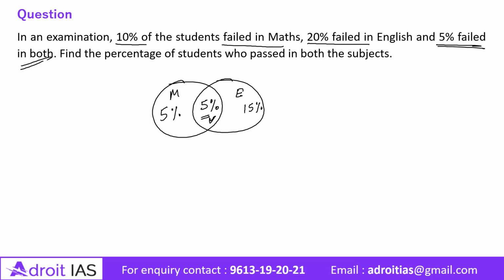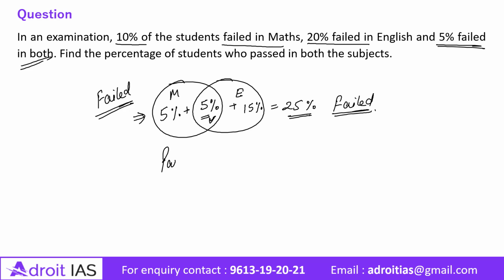Now this is the failed candidates data, the complete data for failed candidates. So just add all of them: 5, 5, 10, 10 and 15 is 25, right? So 25% of candidates failed. The complement of this will be passed students, so 100 minus 25, which is 75%. So 75% of candidates passed in the examination.